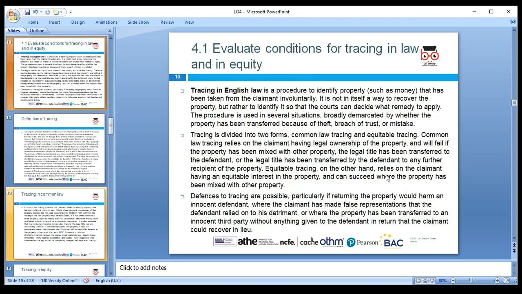So first we cover all these terms, and then we look now at 4.1, evaluate the conditions for tracing in law and in equity. Tracing in English law is a procedure to identify property.